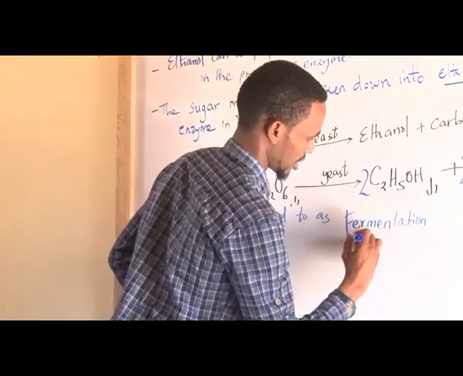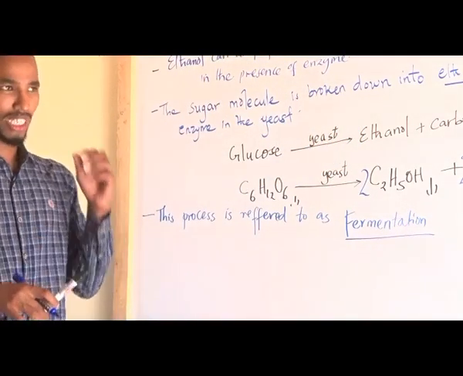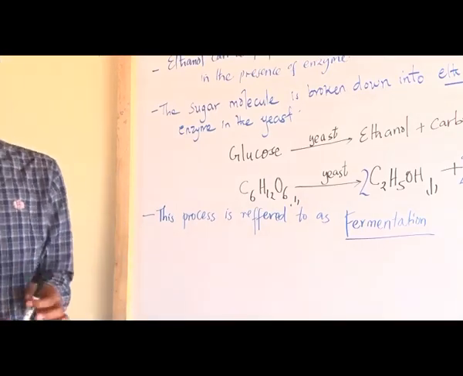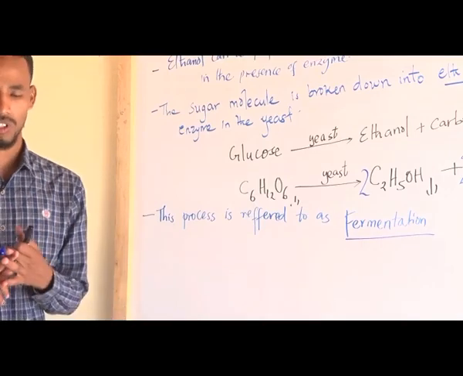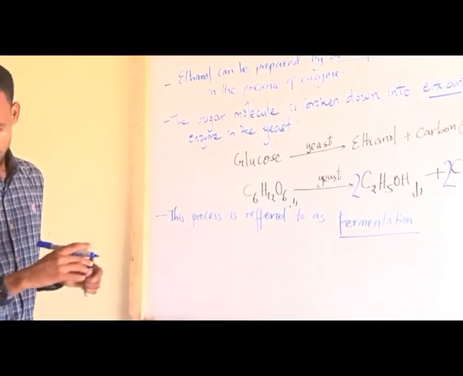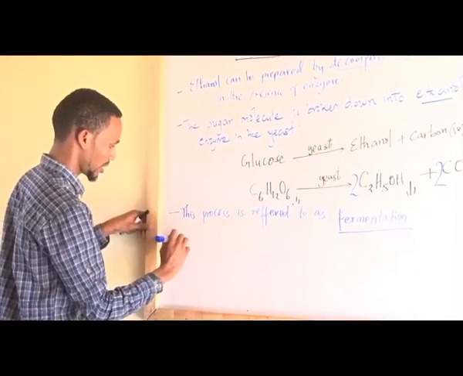This process is referred to as fermentation. So it's a decomposition of organic substance by microorganism to produce alcohol, carbon dioxide, and heat. So fermentation, let's define fermentation. This is the definition of fermentation.